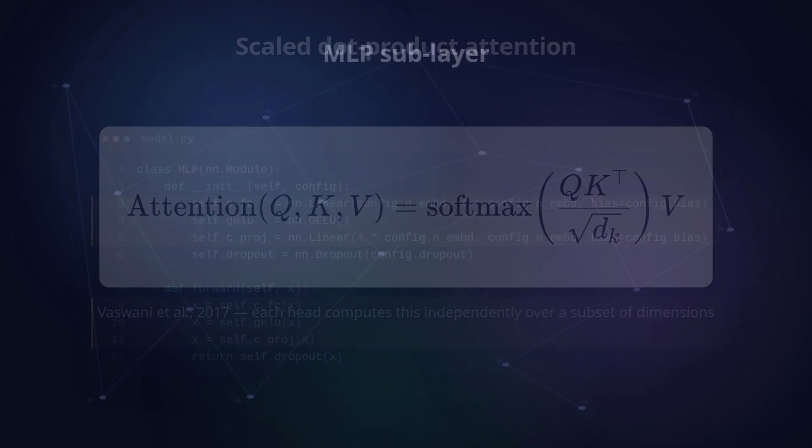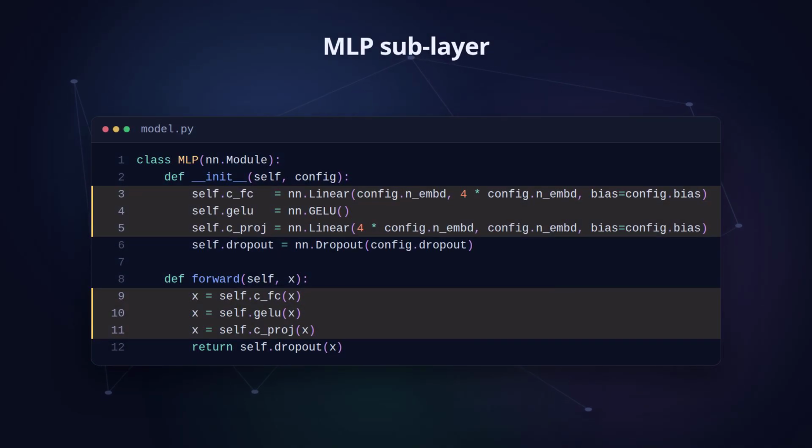The MLP sublayer expands the embedding dimension by a factor of 4, applies a GELU nonlinearity, then projects back down. This feed-forward layer is where the model is thought to store factual knowledge learned during training.